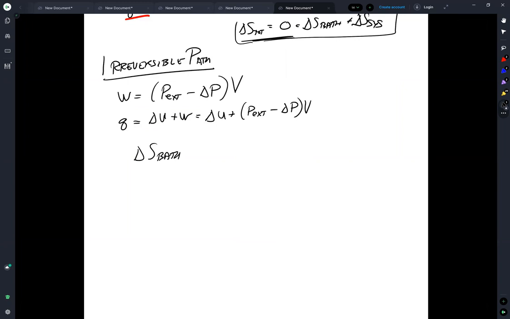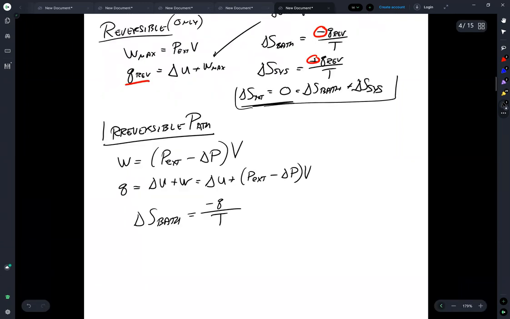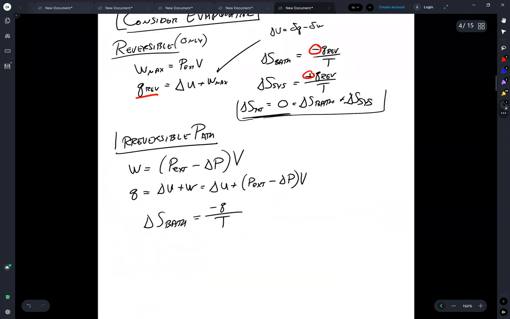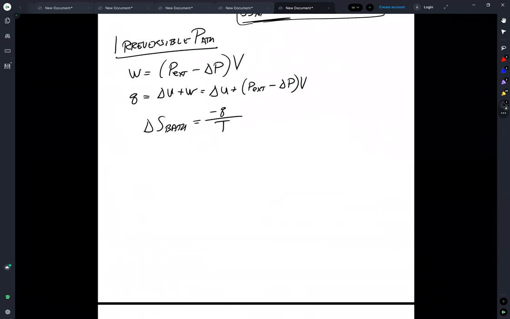Well, the bath, again, reduces entropy because heat is flowing from the bath into the system. We said up here that we've got the real work that's observed and the real heat flow that's observed. And then here we've broken them into their ideal components and their irreversible components. So what we're observing is the flow of heat from the bath into the system.